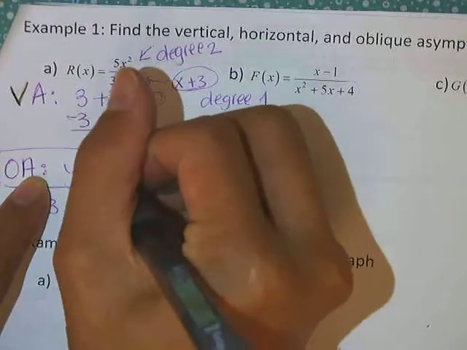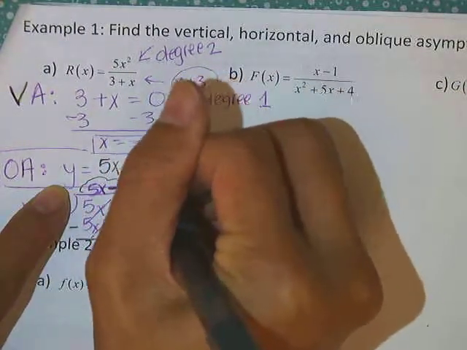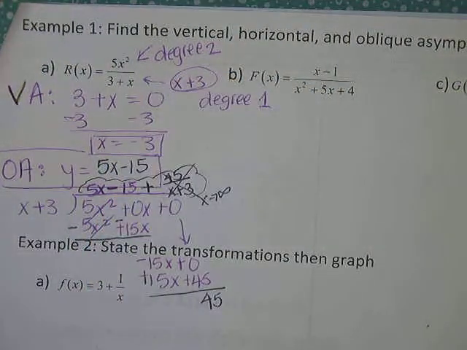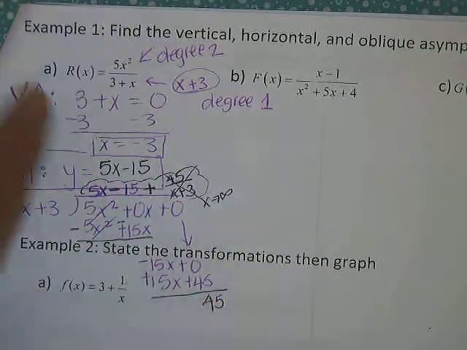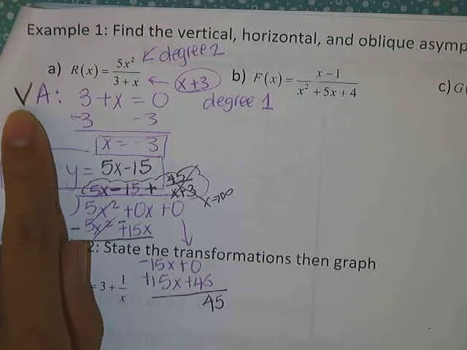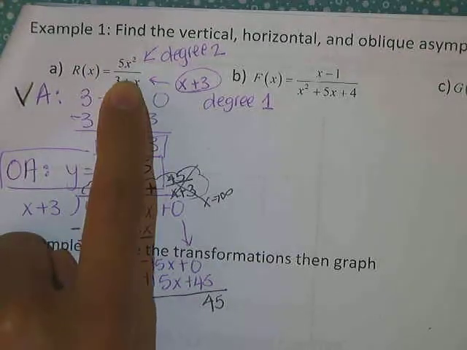So when you're writing your oblique asymptote, you would only need to write the quotient, and not the remainder. Okay. So right now, your oblique asymptote is a line of 5x minus 15, and that's your oblique.